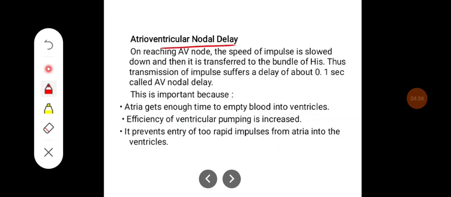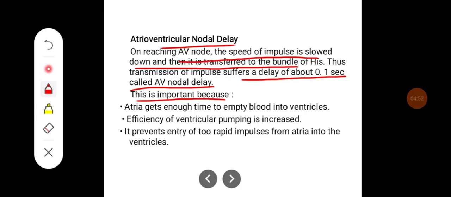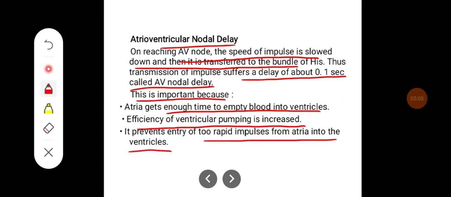Atrioventricular nodal delay. On reaching AV node, the spread of impulse is slowed down and then it is transferred to the bundle of His. Thus, the transmission of impulse suffers a delay of about 0.1 second and is called AV nodal delay. This is important because atria get enough time to empty blood into the ventricles and efficiency of ventricular pumping is increased, and it prevents entry of too rapid impulses from atria into ventricles.